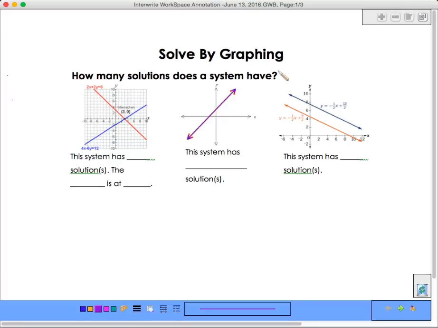Okay, we said we have three methods. We have graphing, we have substitution, and we have elimination. You should have seen graphing and substitution in 8th grade. We'll do those again. And then elimination's a little different, a little new, and we'll spend a good bit of time on that. Okay, so first looking at how many solutions we have.